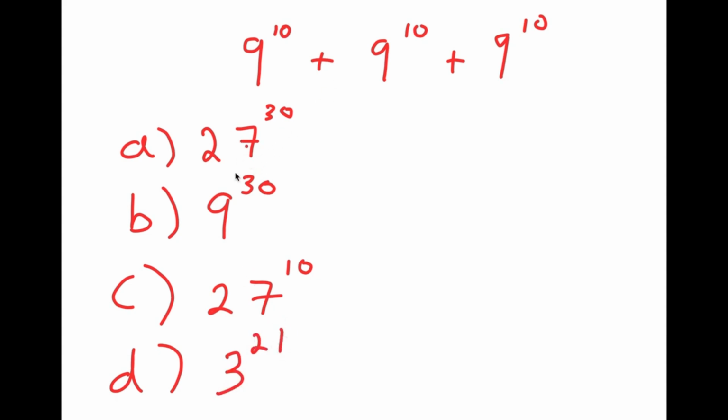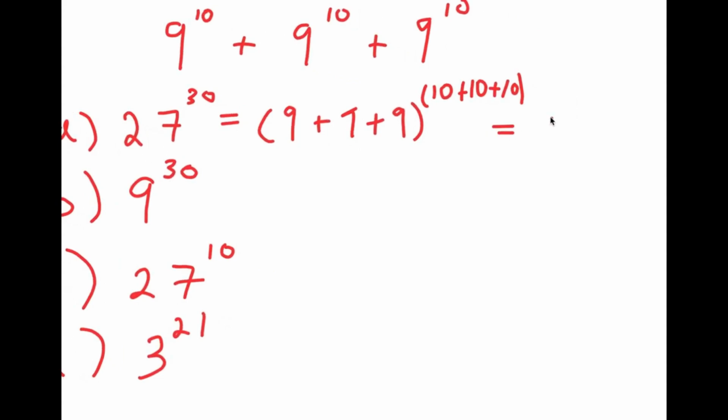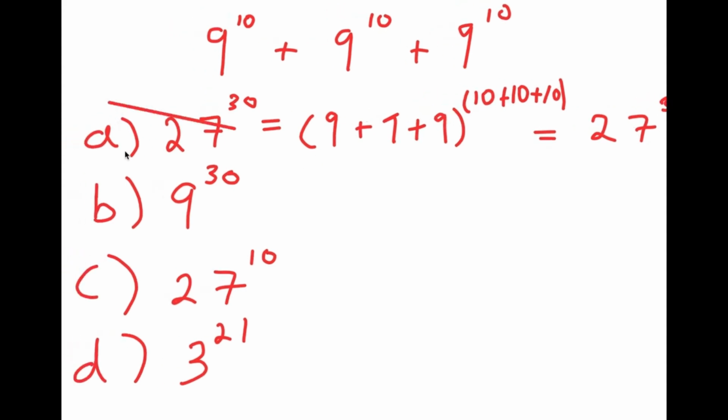To first start out, let's go through all these option choices and see if they're right or not. We first have A, 27 to the power of 30, and this likely resulted from adding all the bases and adding all the exponents. So we have 9 plus 9 plus 9 to the power of 10 plus 10 plus 10, which is equal to 27 to the power of 30. And this is wrong because this is not the proper way to add exponents.